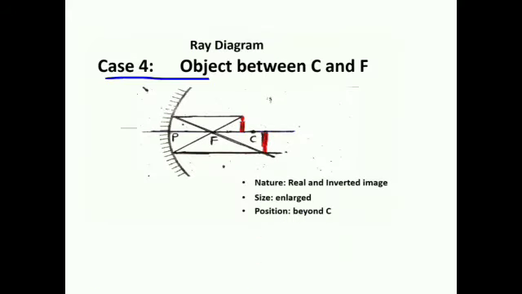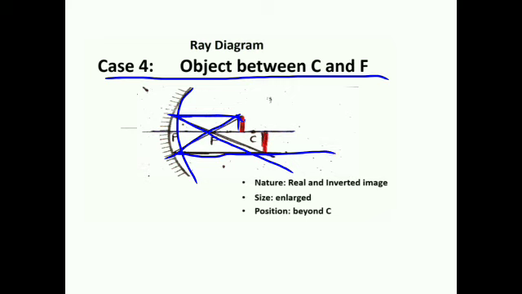Case 4. Object between center of curvature and focal point. This is object. We place the object between center of curvature and focal point as shown in figure. This is concave mirror. R1, the ray which is parallel to the principal axis, a parallel ray after reflection passes through focal point. A ray R2, a ray which is traveling through focal point after reflection becomes parallel to the axis.